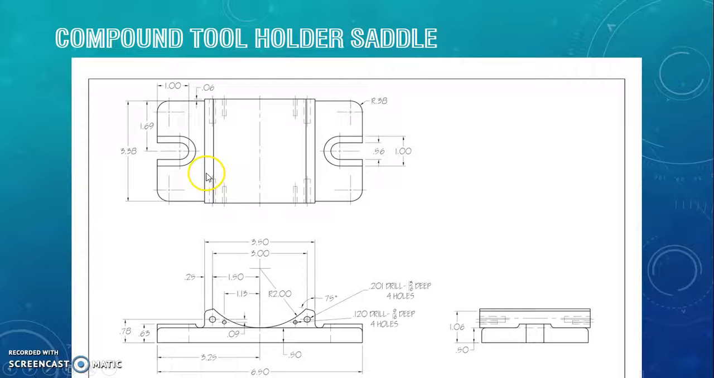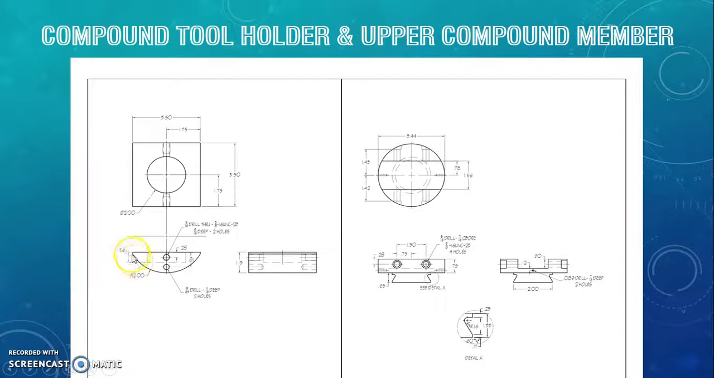This one is the compound tool holder saddle. As you can tell, this base right here actually aligns with this part right here. And then this part right here in the bottom goes within this part up here.